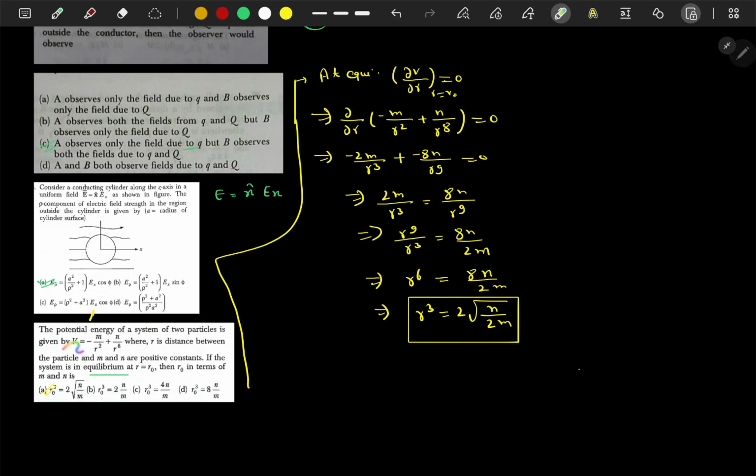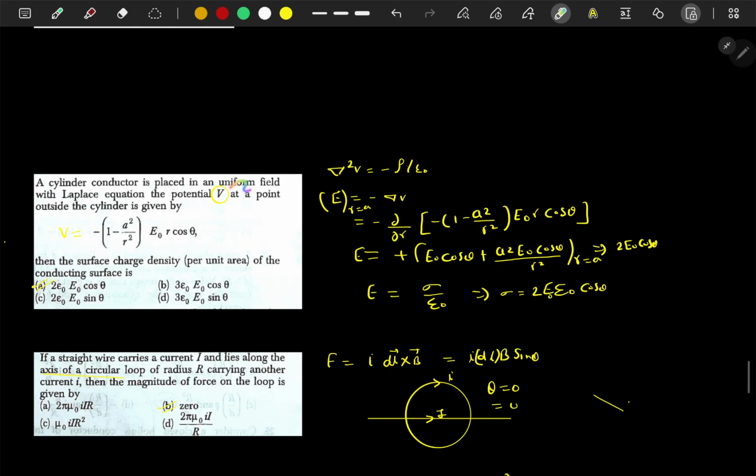The potential energy of a system of two particles is given. To find equilibrium, del V upon del r equals 0. So del by del r, solve it. Differentiate: minus 2 upon r cube minus 8 upon r cube. Easy piece of question.